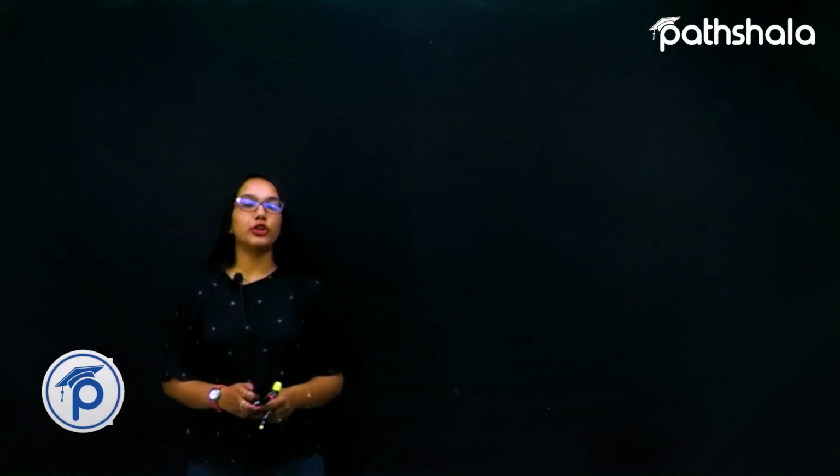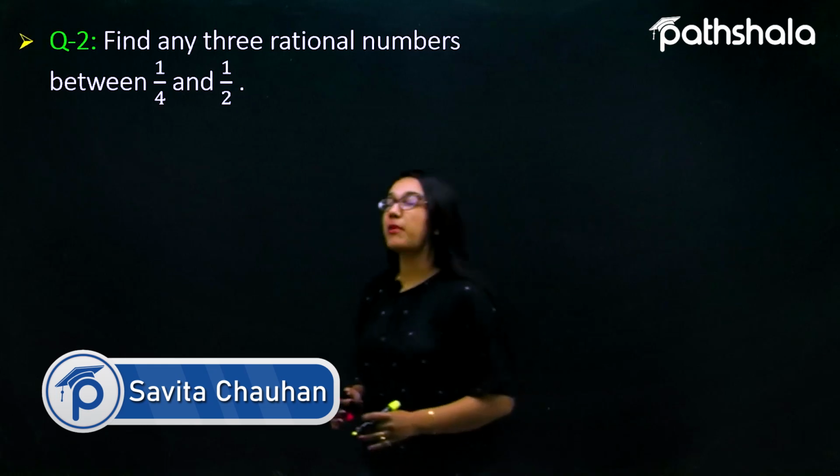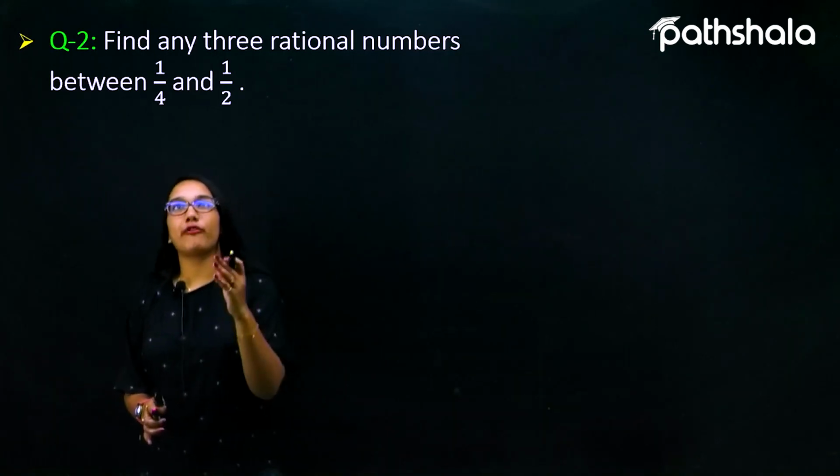So let's just move on further towards question number 2, which says: find any three rational numbers between 1 by 4 and 1 by 2. We have to find any three rational numbers between 1 by 4 and 1 by 2.